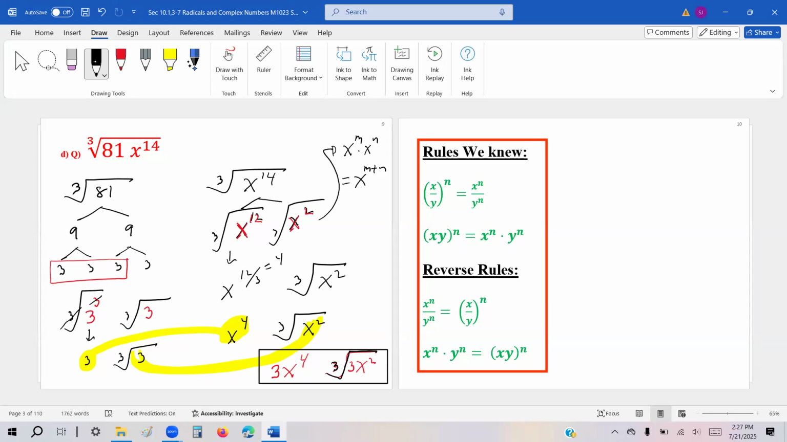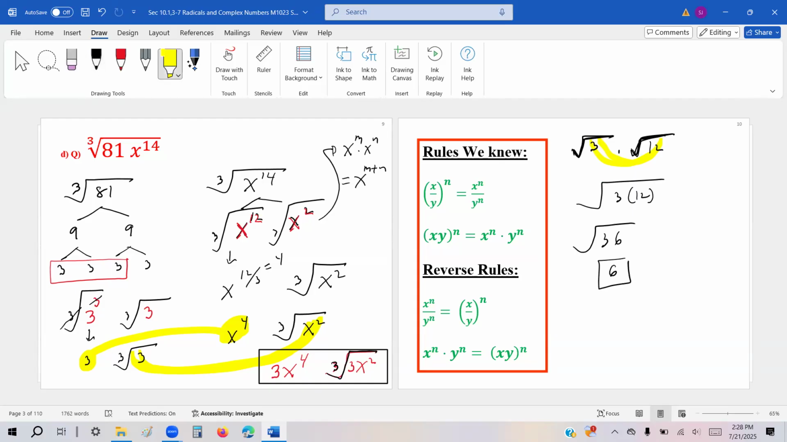Okay, let me do it here, since you guys are too slow. Square root of 3 times square root of 12. Since we have the same radical, square root and square root, we can multiply their insides. And they're positive. We get 3 times 12, which is 36. Oh, we did that, right? It's square root, not cube root. What is the square root of 36? 6. So as long as the radicand is positive, you're allowed to multiply them.